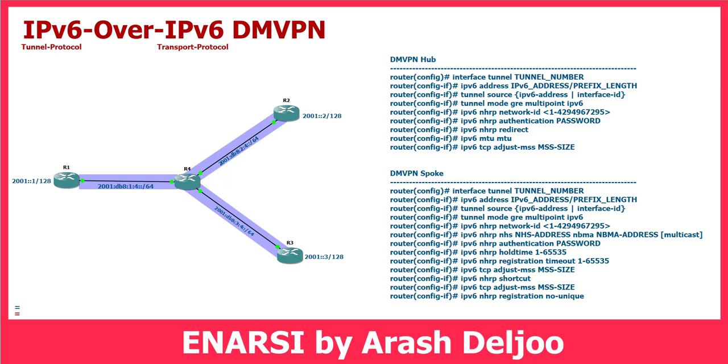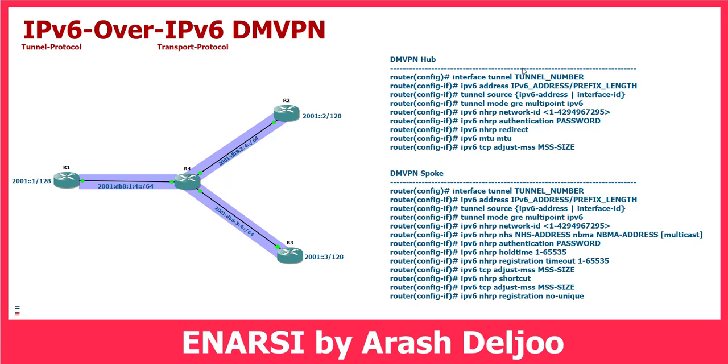Until now, all of the scenarios that we have experienced were IPv4 over IPv4 DMVPN. Now we are learning about IPv6 over IPv6. What does it mean? In the transport protocol, in the underlay, we have IPv6, and also in the overlay we have IPv6, both of them.